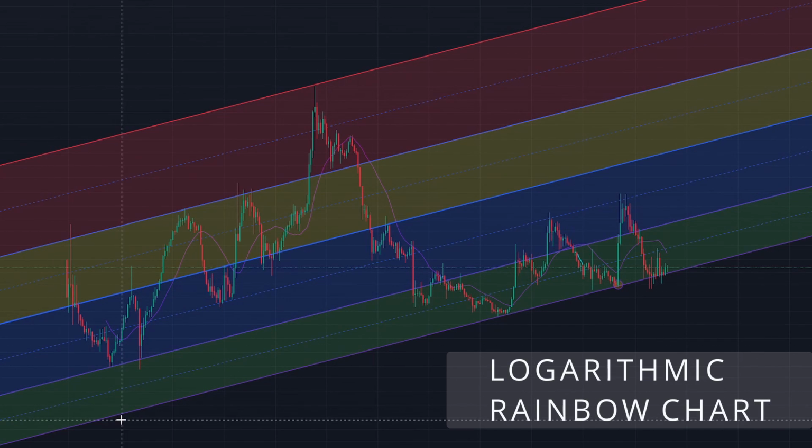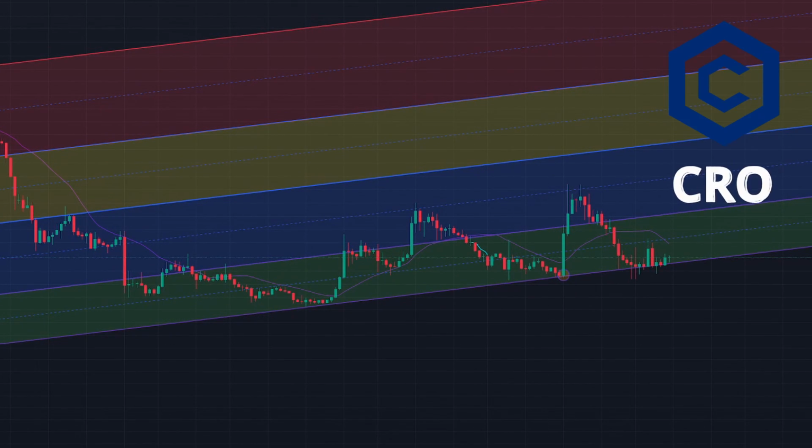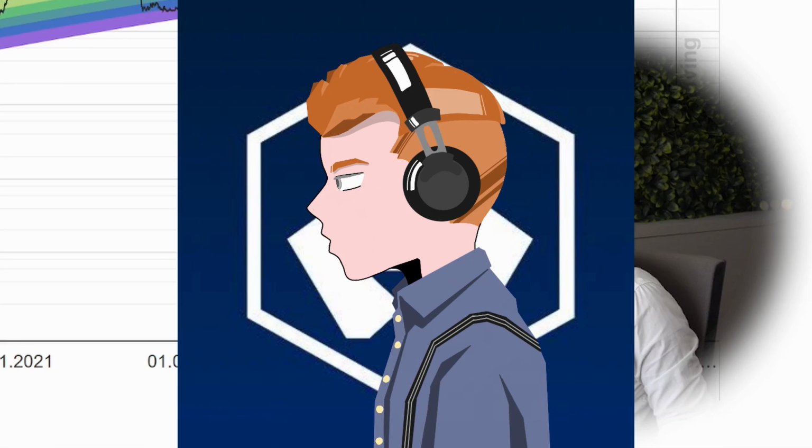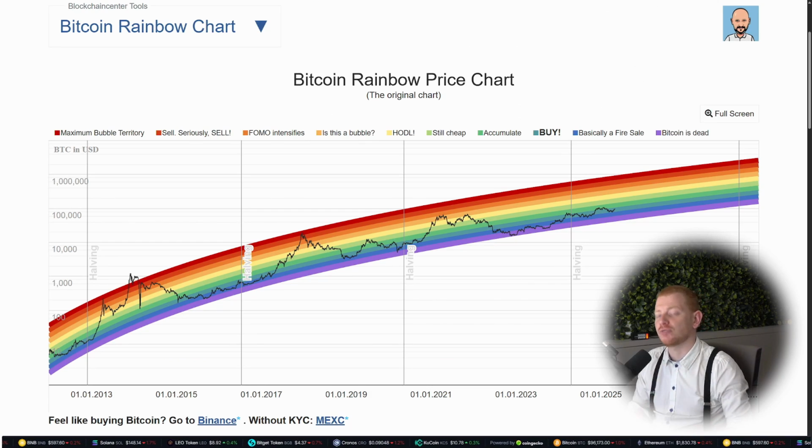The logarithmic rainbow chart is one of my favorite tools here for CRO. But how does it work? And does it give us any price prediction? Well guys, I would say let's strap in and let's find out. The rainbow chart for CRO is based on the Bitcoin rainbow chart.